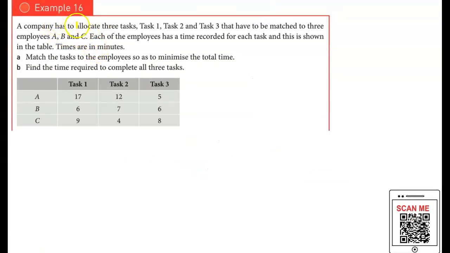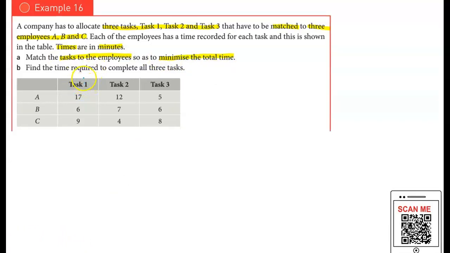Now from example 16, the company has to allocate three tasks, namely task 1, 2, and 3, to match three employees, namely A, B, and C. And the times here are given in minutes. So they want you to match the tasks to the employees so as to minimize the total time. So you are going to focus on the tasks and you want to minimize the time.